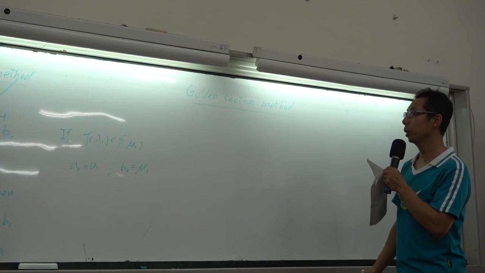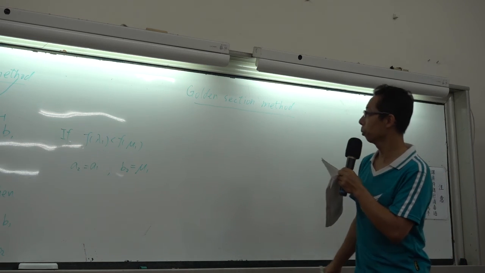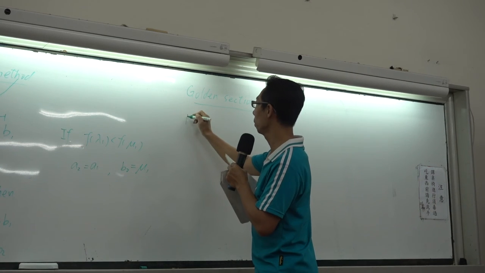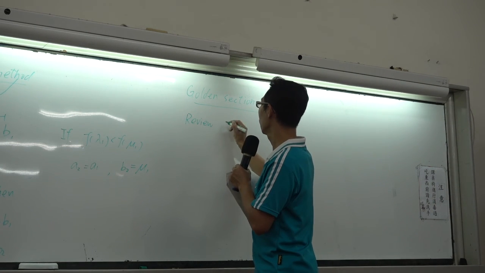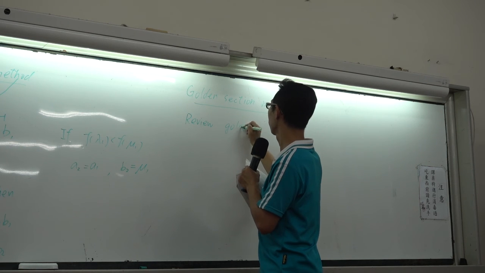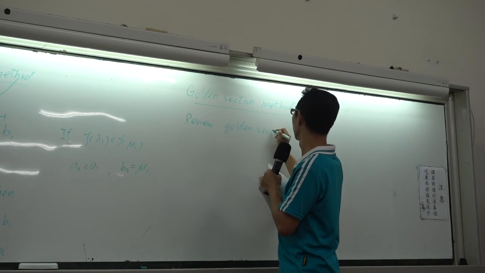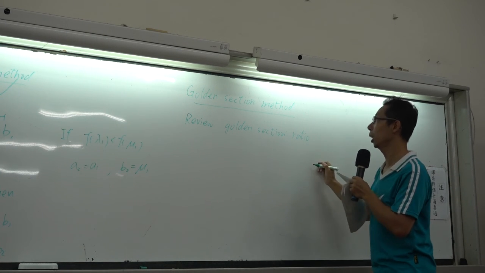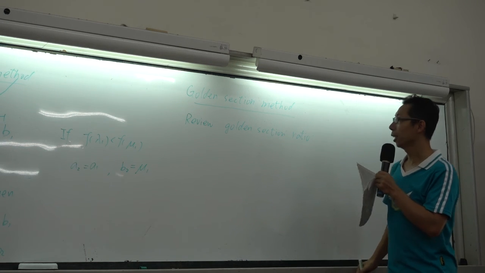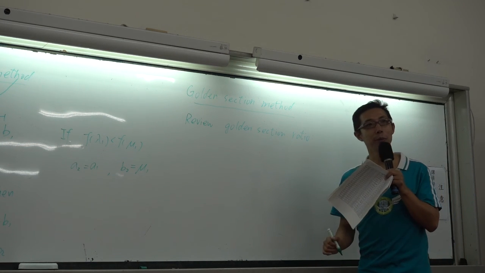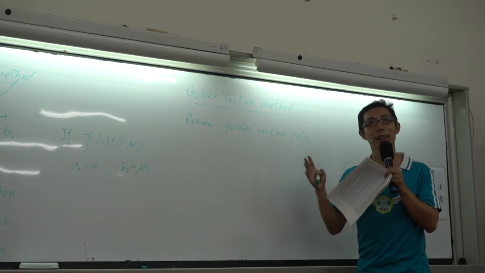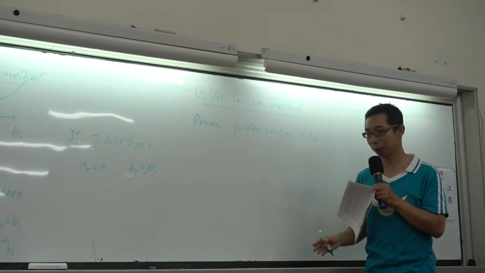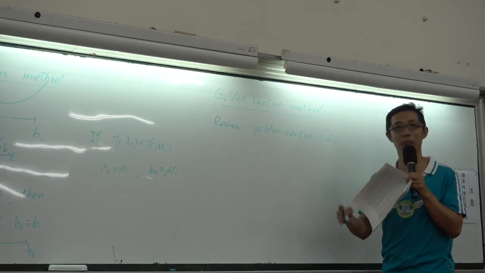So before we start talking about this golden section method, let's review the so-called golden section ratio. I don't know whether you remember this or not, and I know that it seems some people can directly identify this kind of ratio by their eyeballs. If you are this kind of person, then I believe you are like an artist.